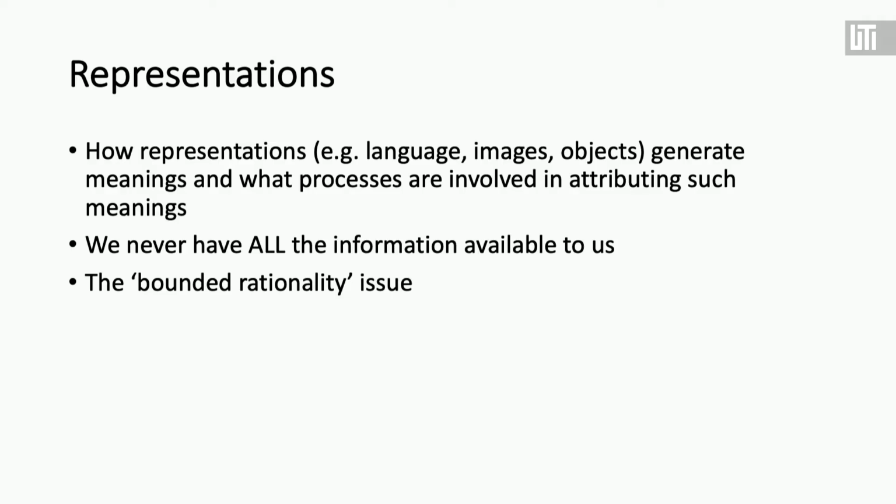Now, we never have all the information available to us when we're making decisions. And this is the issue of bounded rationality. So we are rational beings and we try to make rational decisions, but it's always bounded to the information that is available to us. Now, I'm sure we would all like to have all the information available to us with respect to what consequences our actions will have for our future.